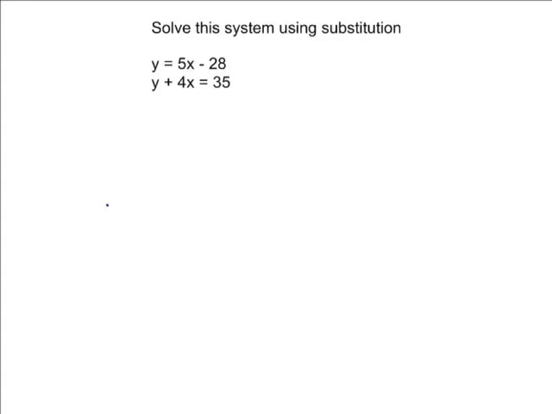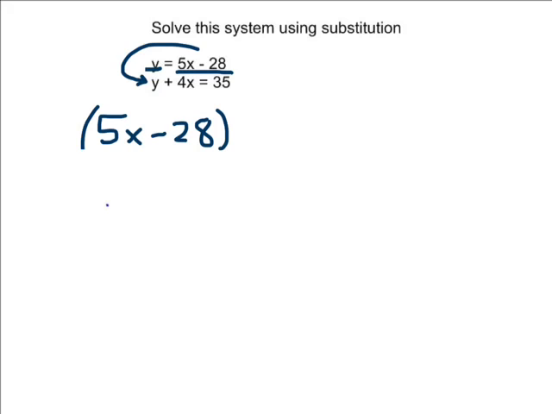Moving on, solve this system by using substitution. Everywhere we see a y, we're going to plug in this information. So, this goes right there. So what I'm going to do is put in 5x minus 28. I'm going to put it in parentheses.